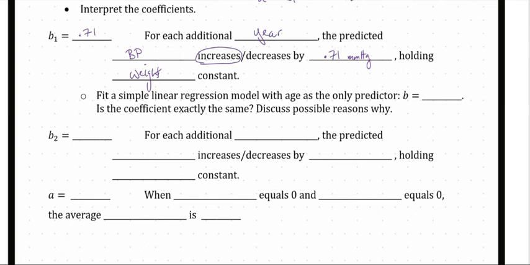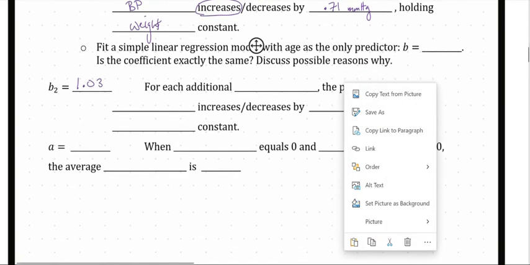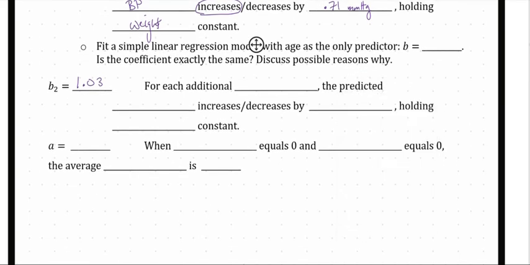As indicated, B2 is 1.03. For each additional kilogram, the predicted blood pressure increases, because it is a positive slope, by 1.03 millimeters of mercury, holding age constant.